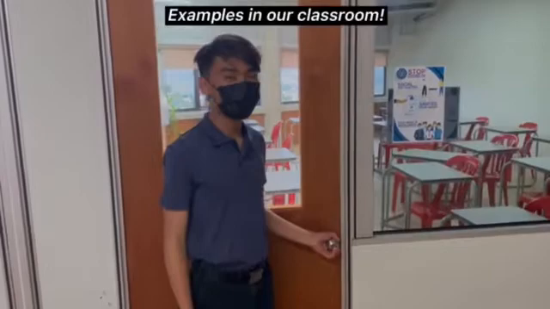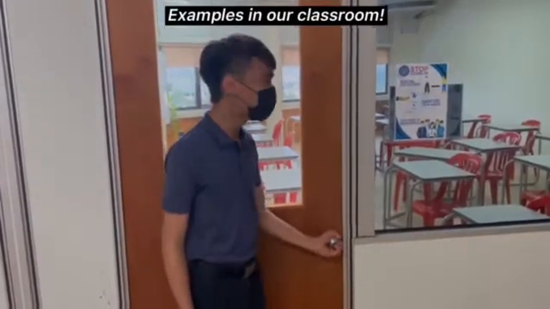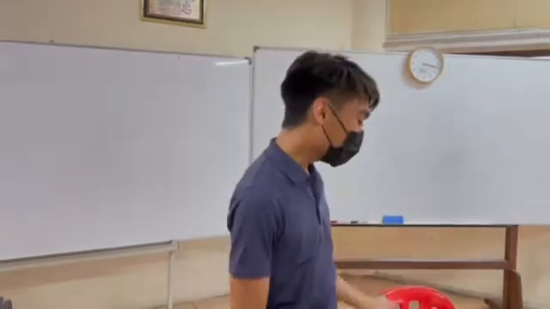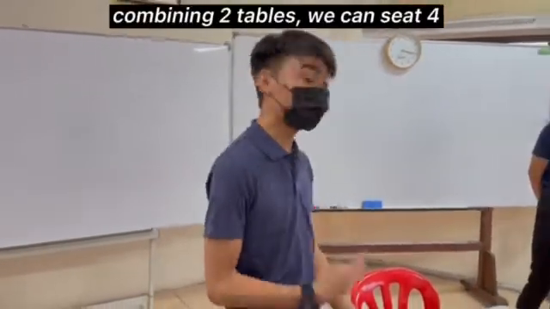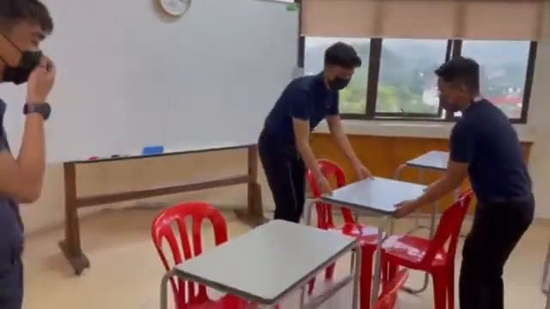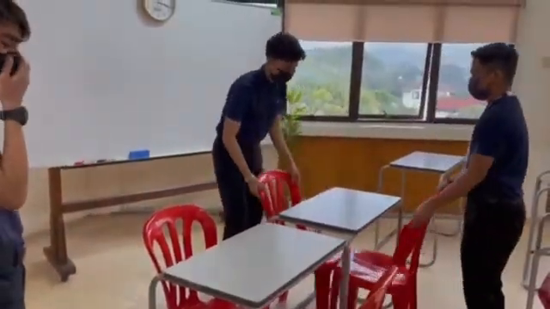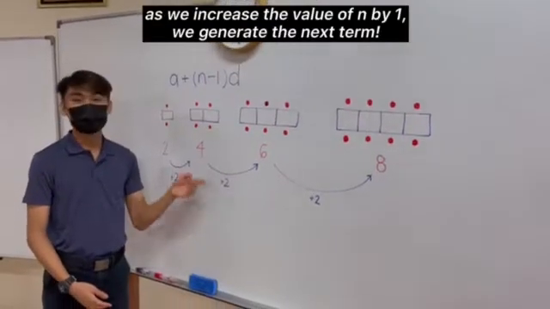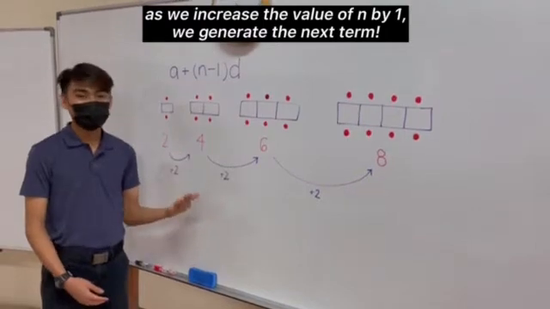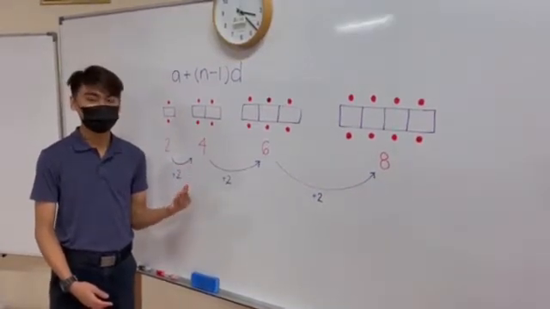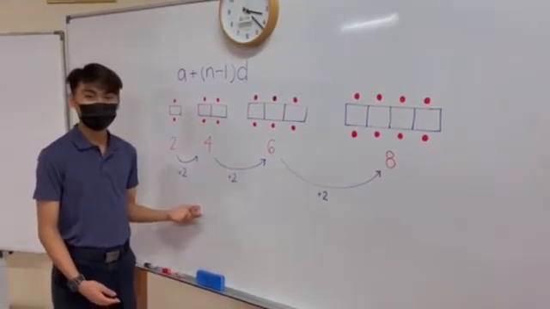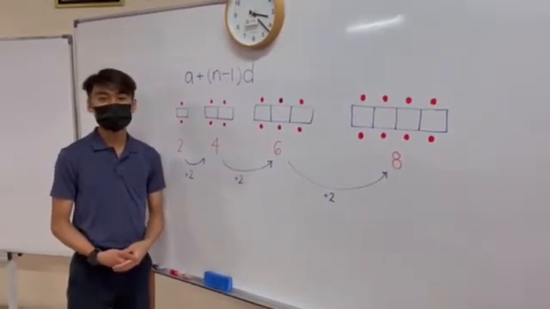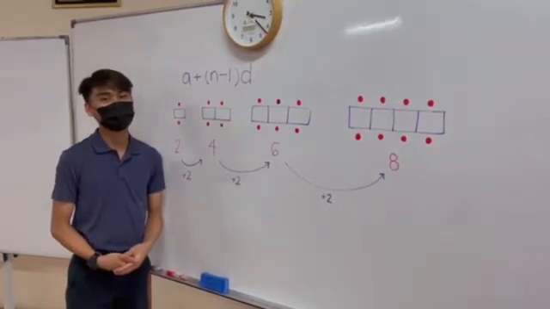Examples of arithmetic progression can be found in our classroom. The standard classroom table can fit 2 people, but if we combine 2 tables, we can fit 4. As we can see, as we increase the value of n by 1, we generate the next term with a common difference of 2 from the previous term. There are other applications of arithmetic progression, but this classroom table example is one that we face in our everyday lives.